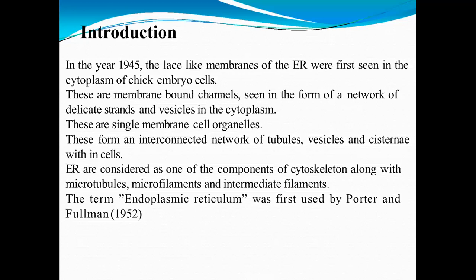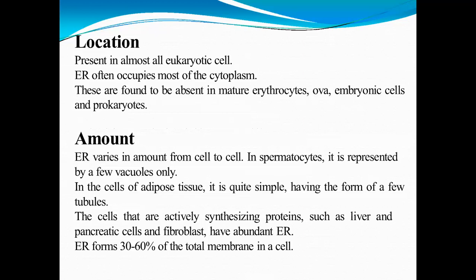Endoplasmic reticulum is considered one of the components of the cytoskeleton that gives a specific shape to the cell, along with microtubules, microfilaments, and intermediate filaments. The term endoplasmic reticulum was first proposed by Porter and Fullam in 1952. It is present in almost all types of eukaryotic cells, in the cytoplasm, attached to the nucleus. It is absent in mature erythrocytes, ova, embryonic cells, and prokaryotic cells.